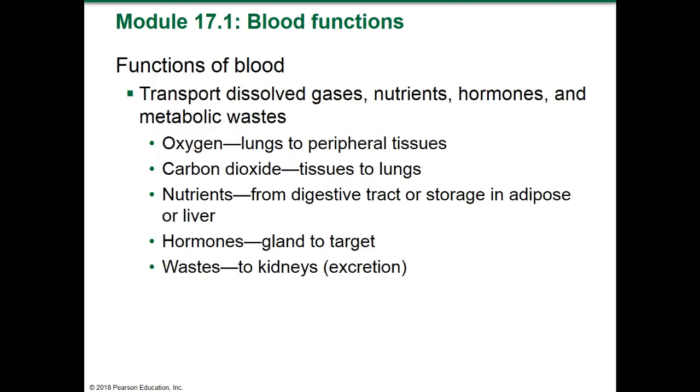So in a nutshell, the functions of your blood. So we transport dissolved gases, nutrients, but also hormones, which we talk about with the endocrine system, and metabolic wastes. Oxygen, in this case, is going from the lungs to the peripheral tissues. So we need your blood vessels for this. Carbon dioxide is going from your tissues to your lungs because carbon dioxide is a waste product given off from cellular respiration. Nutrients from your digestive tract or storage in adipose or liver being carried to other cells. Your hormones being produced by different glands, as we described when we talk about the endocrine system, to their target organs. And then, of course, transporting of wastes to your kidneys for excretion.